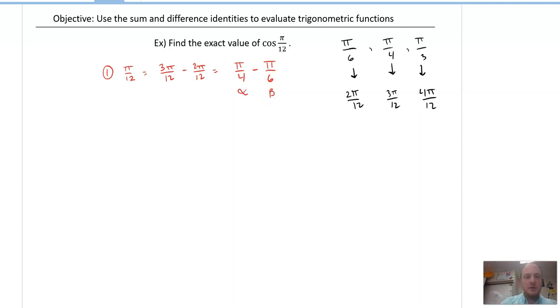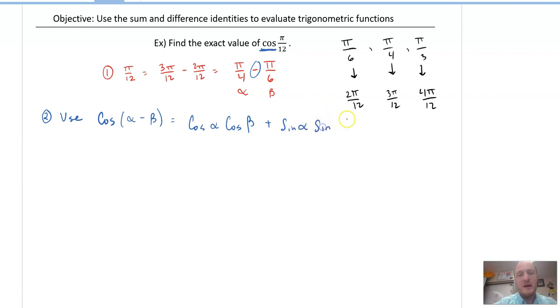Okay, so step 2, I need to know, what trigonometric identity am I going to use? Well, because it is cosine, I'm going to use cosine, and because it is subtraction, I'm going to use the difference. So cosine of alpha minus beta is cosine of alpha times cosine of beta plus sine of alpha times sine of beta.